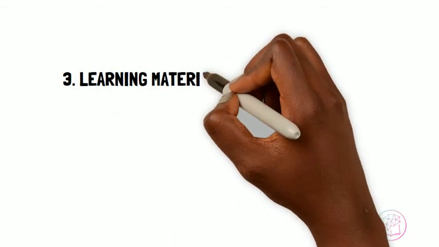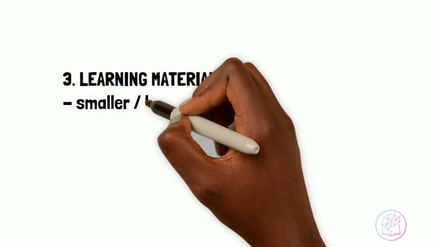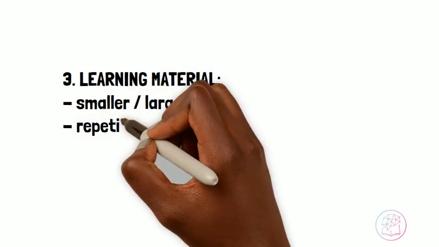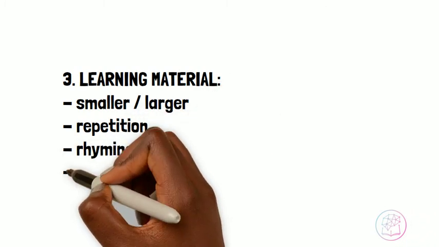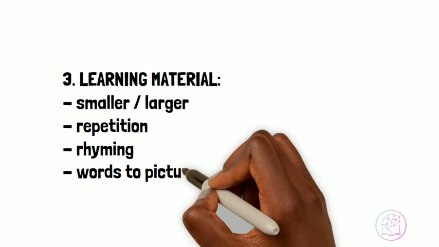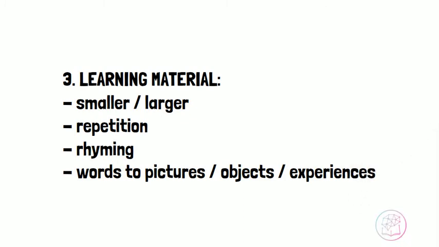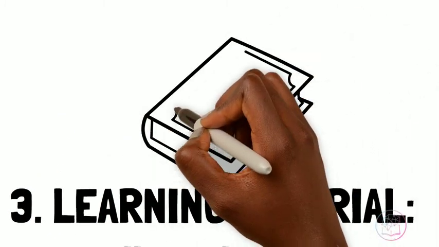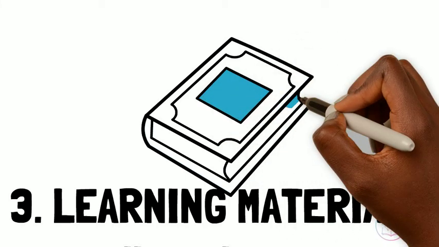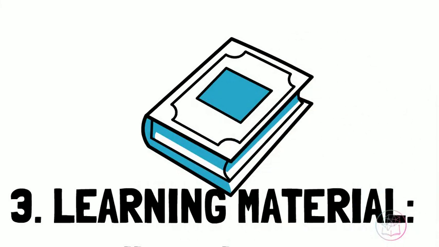Thirdly, change the format of the learning material. To keep students focused, change the learning material. Make it larger or smaller. Use repetition. Use rhyming. Or change it from words to pictures, or from words to physical objects and even experiences. For example, I'm writing this formula that is in your handbook with big letters on the board so that you can see it is very important. Or, I want you to experience firsthand what gravity is. Therefore, I ask that all of us participate in this experiment.